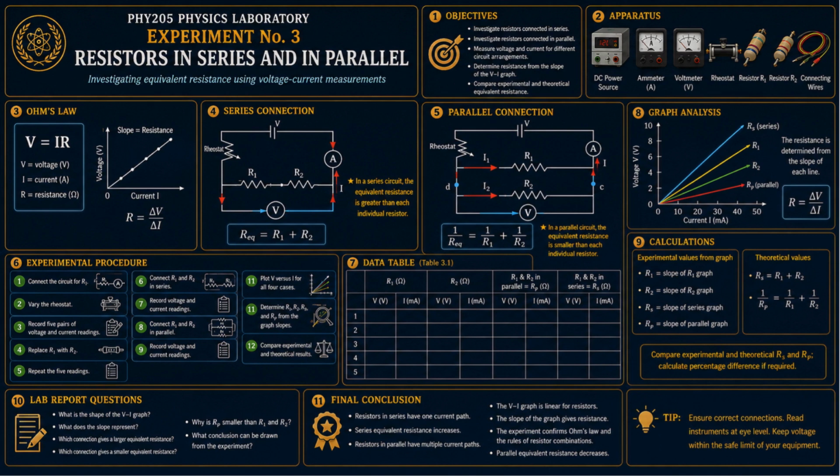11. Final conclusion. Resistors in series have one current path. Series equivalent resistance increases. Resistors in parallel have multiple current paths. Parallel equivalent resistance decreases. The V-I graph is linear for resistors. The slope of the graph gives resistance. The experiment confirms Ohm's law and the rules of resistor combinations.